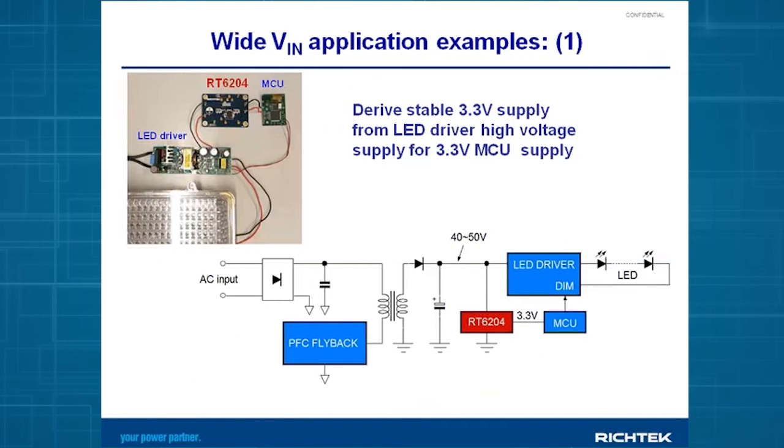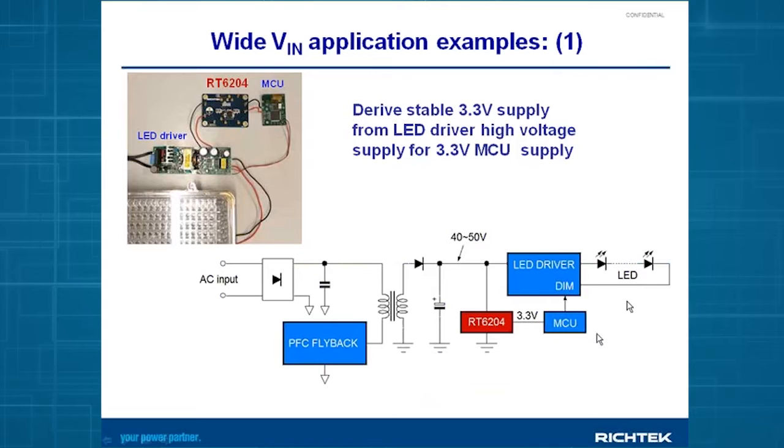Let's have a look at some examples here. I just took some examples where this part can really be optimally used. The first example is an LED driver. I made a picture here where you can see the LED driver, you see the evaluation board, and you have an MCU control. Normally, LED drivers are using a PFC flyback converter that then generates a higher DC voltage on the secondary side for driving the LED driver.